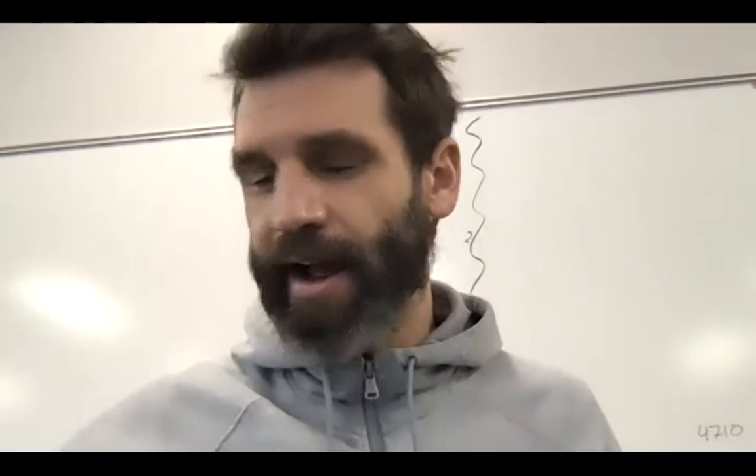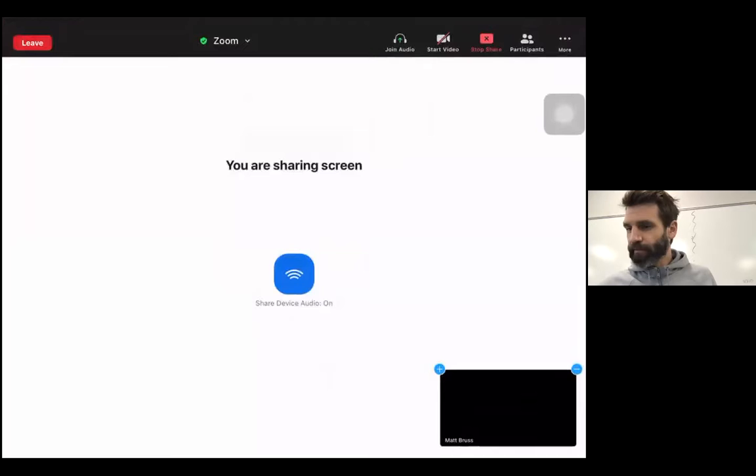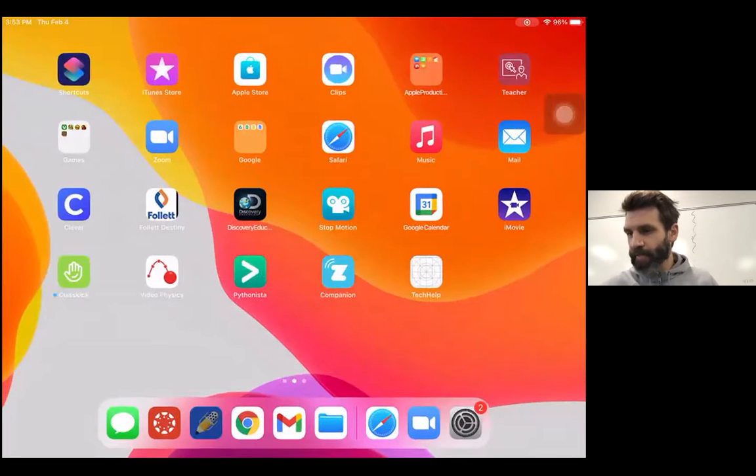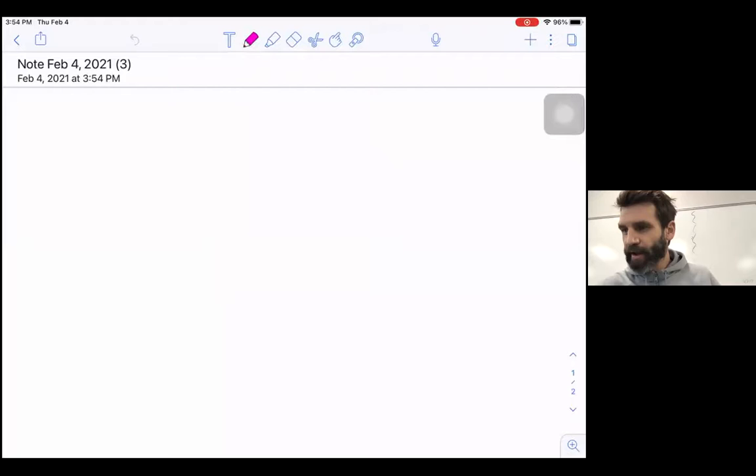I'd like to just quickly go over to Notability and show an example of what I mean, and then go through the practice problems that you had today, just so you know that you're doing those correctly. So let's share my screen here and hop on over to Notability. Let's start with a pretty common example.